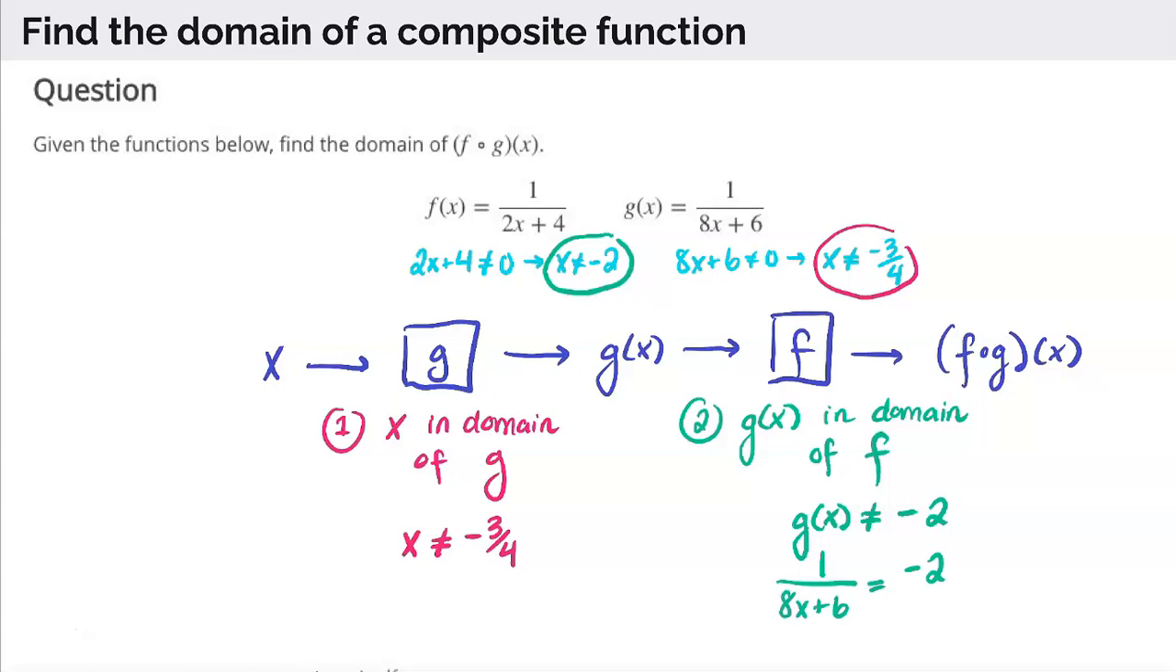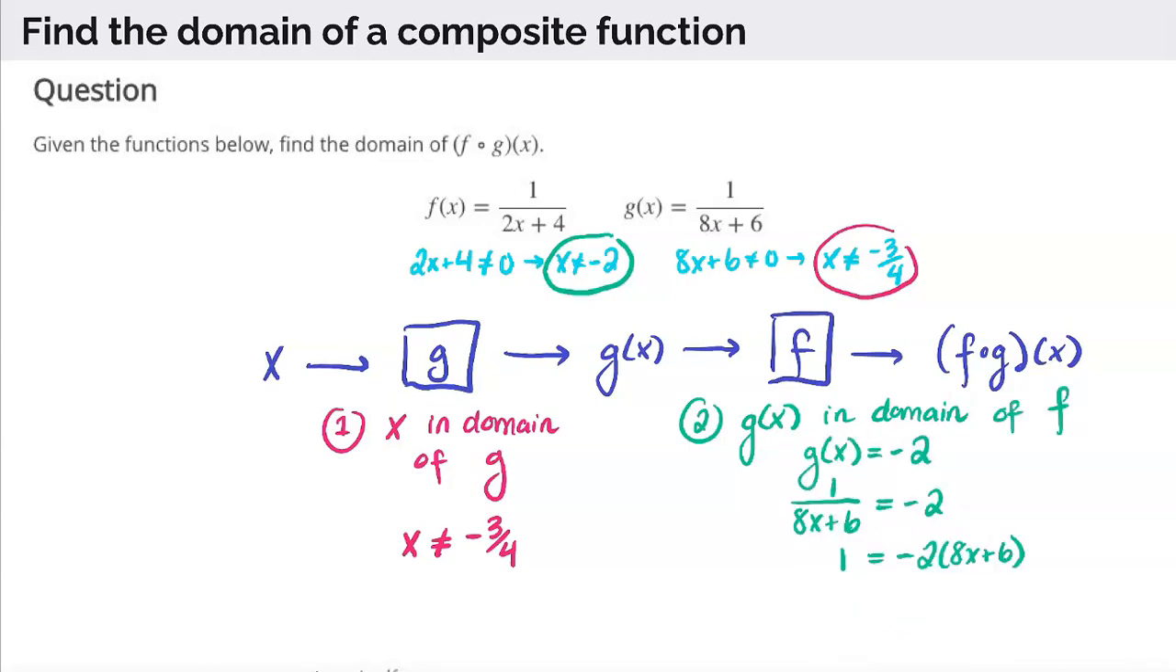Okay, so sometimes this might be a fraction, or you could even write it as a fraction and then cross multiply. Or in this case, I can just multiply the 8x plus 6 over to the other side. Okay, and I just move things around to make a little more room here. And so now we could distribute that negative 2. And then I would add the 12 over, which would give us 13, and divide by negative 16. So we get negative 13 over 16 as our restricted value here.